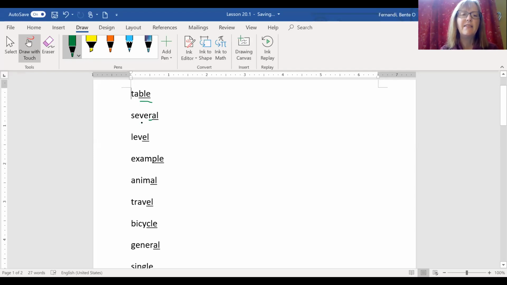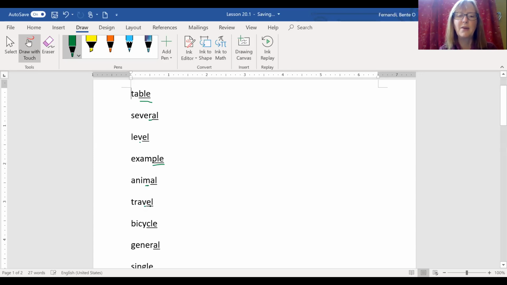Several. Level, we can't have it after a V, so with V, we typically just switch the E and the L, and then we have the spelling of level. Example, example, right? Animal, we can't have the LE after the M, that's why we have AL instead.